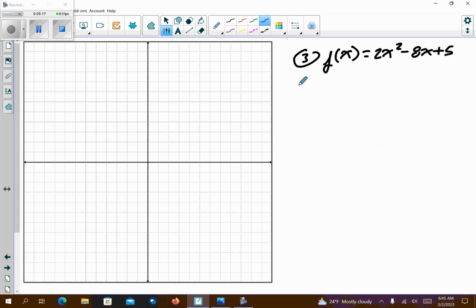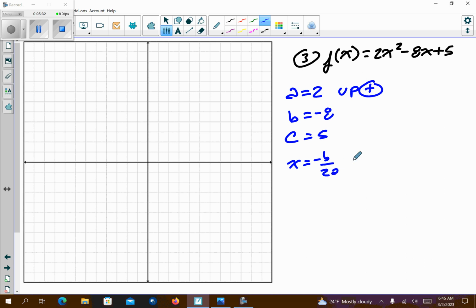Problem number 3. So our A value is 2, so it's going to open up because it's positive. Our B value is -8, and our C value is 5. X equals -b over 2a. That's for our axis of symmetry and the x component of our vertex. So we have negative, and then we're plugging -8 in. -8 is +8 over 4, so that's 2.